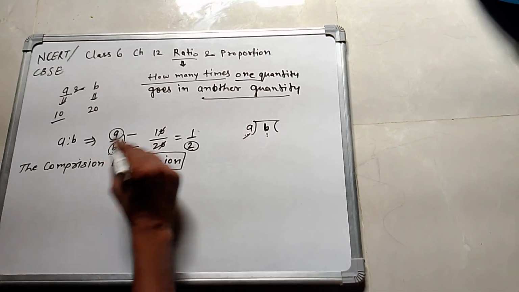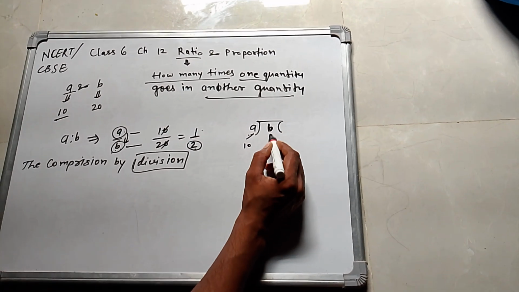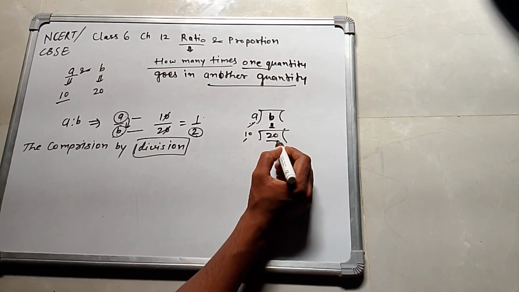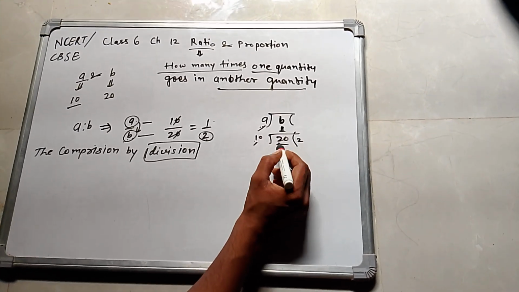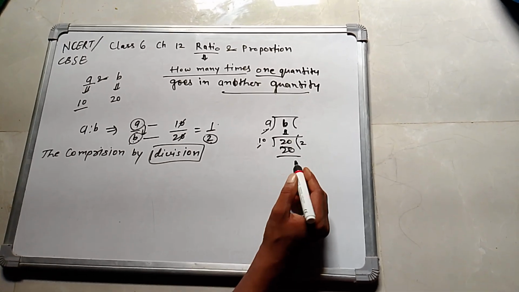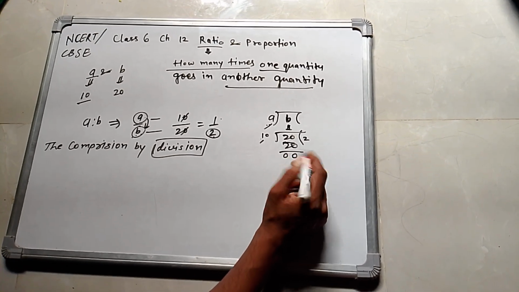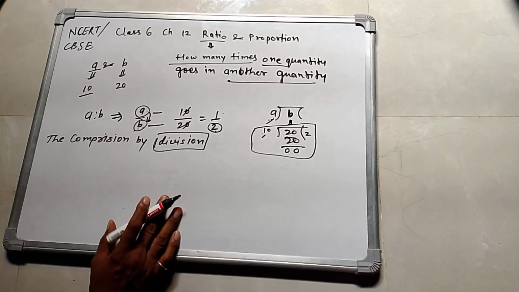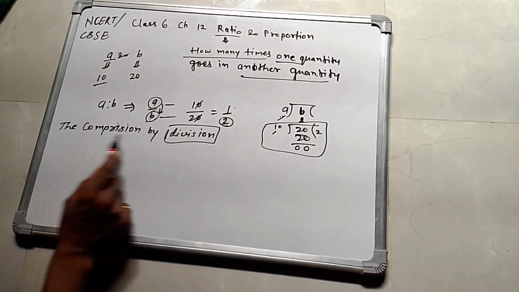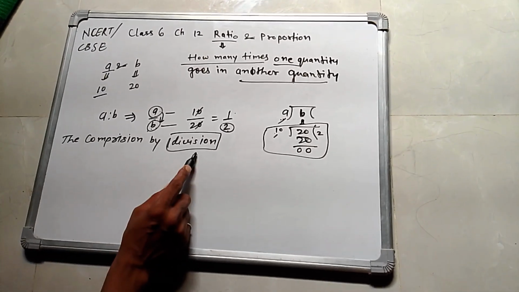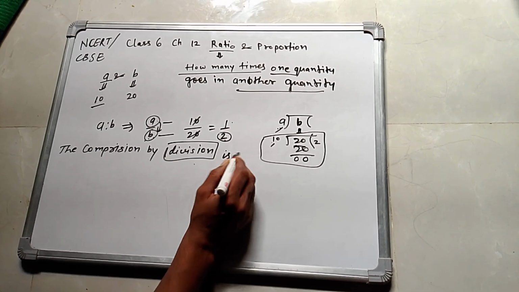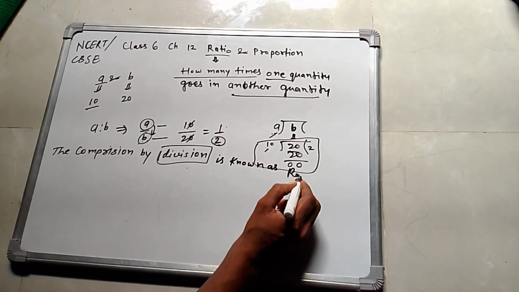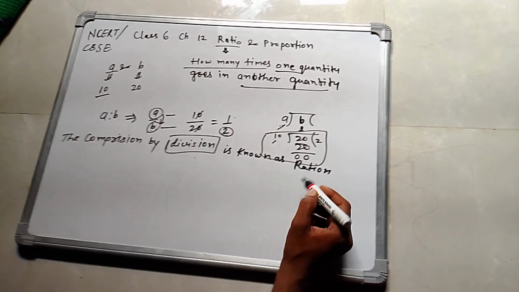So here the value of A is 10, B is 20. How many times does 10 go in 20? 2 times. 10 twos are 20. So what will be the remainder? Here it is 0. The remainder will be 0. This is the division. The comparison by division is known as ratio.